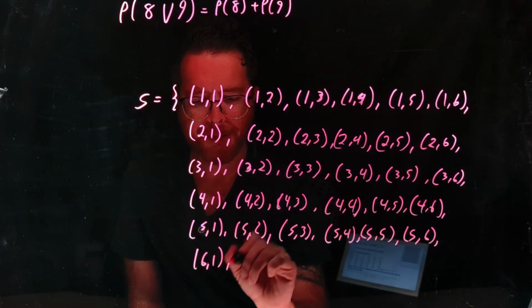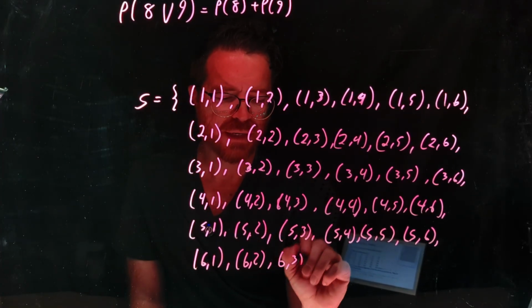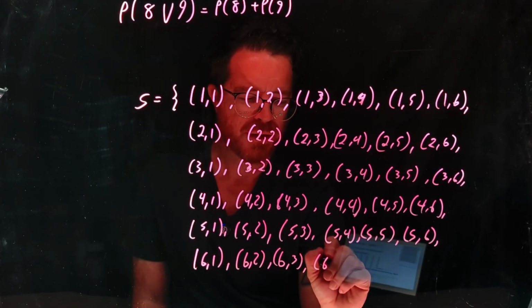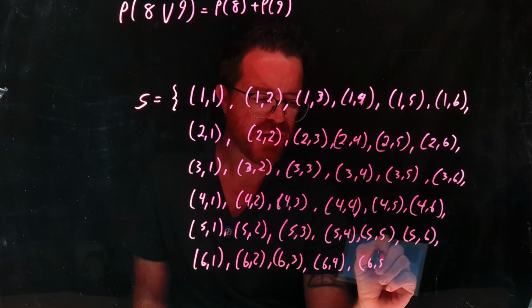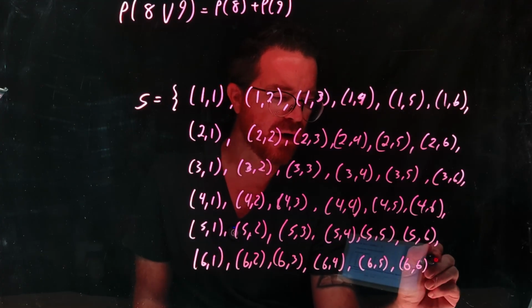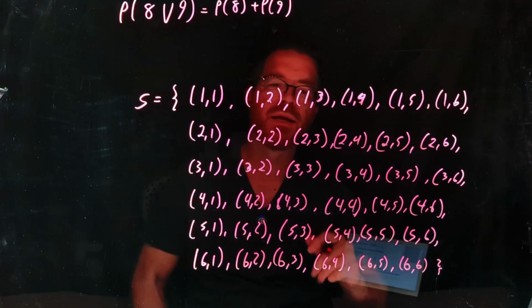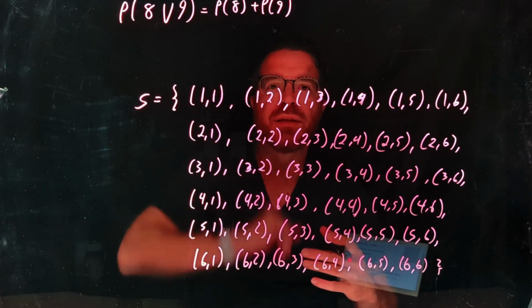6, 1, 6, 2, 6, 3, 6, 4, 6, 5, and finally 6, 6. And then we end our set with another curly bracket. Okay, so now you can see all the possibilities that we have.